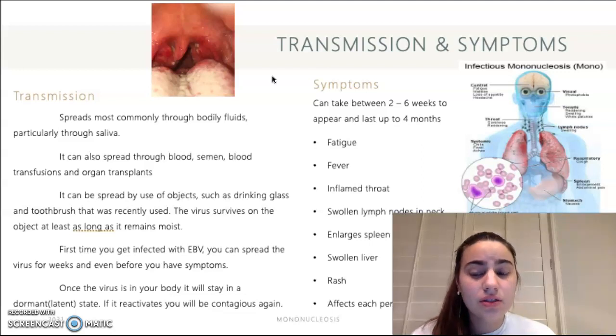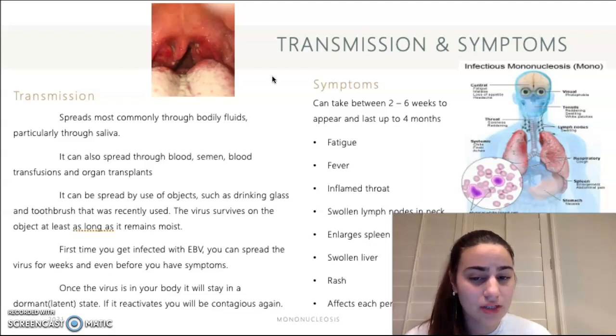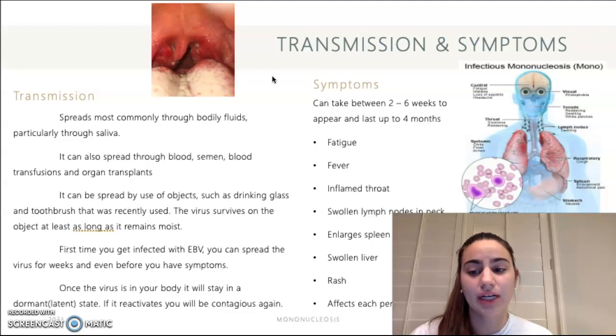The virus usually survives on the objects as long as it's still moist, because it's in the saliva. So as long as it's still moist, you can still get mono from it. The first time you get infected with EBV, you can spread the virus for weeks even before you have symptoms, so that's very dangerous. But like I mentioned before, once the virus is in your body, it will stay dormant in its latent state, and if it reactivates, you will be contagious again.